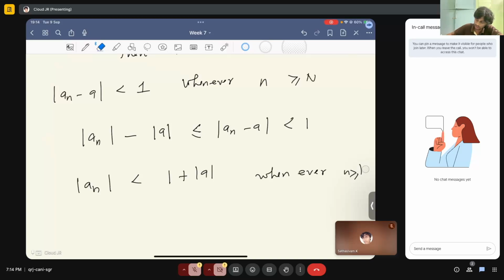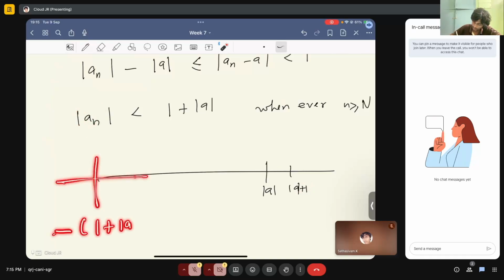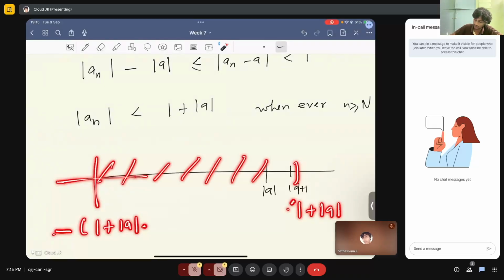So n is greater than or equal to capital N, not natural number n, just N. So this is that stage, right? After this stage, you have this equality. So what it tells you is, let's say I have a here, and mod a here, and you have mod a plus 1. So a mod of this a_n is less than or equal to mod of a, so 1 plus mod a, right? So that means your a_n lies between minus of 1 plus mod a to 1 plus mod a. So all your a_n lies between this interval.